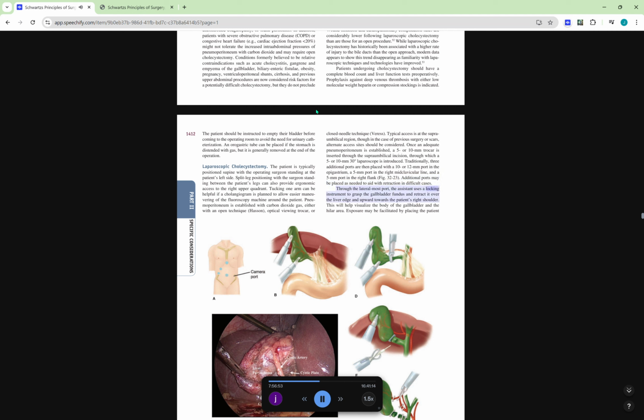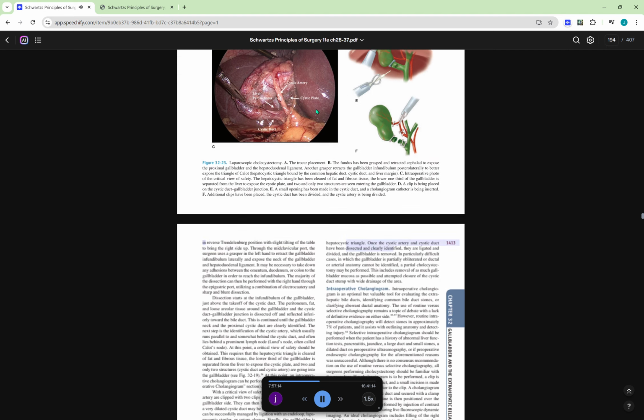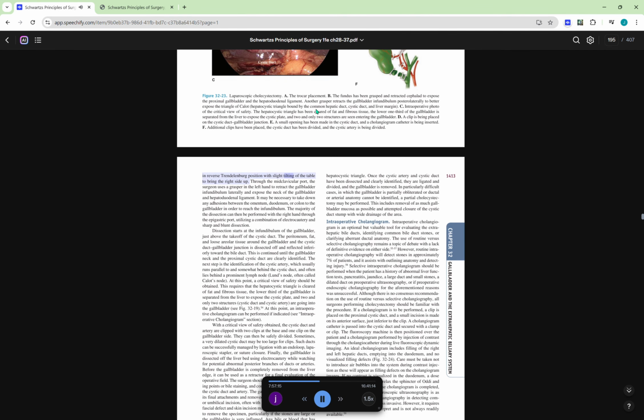The assistant uses a locking instrument to grasp the gallbladder fundus and retract it over the liver edge and upward towards the patient's right shoulder. This will help visualize the body of the gallbladder and the hilar area. Exposure may be facilitated by placing the patient in reverse Trendelenburg position with slight tilting of the table to bring the right side up.